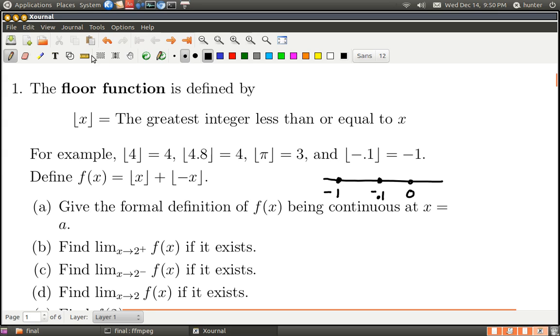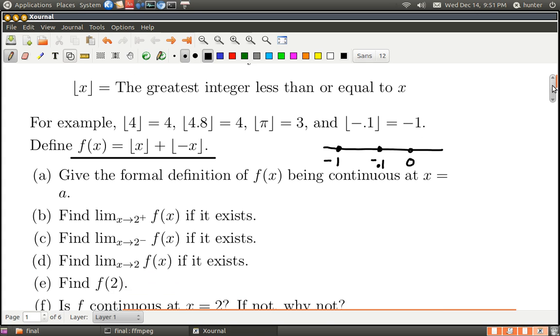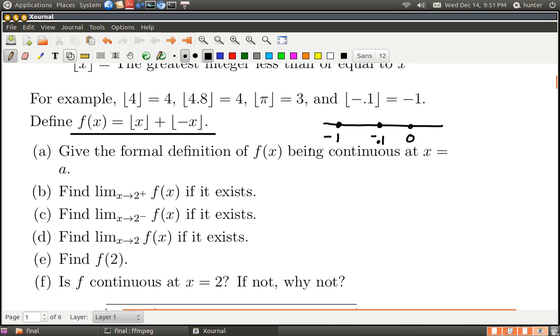And so here's the function that we're going to be looking at. It is the floor of a number plus the floor of the negative version of that number. You can't go to a ball game without a program, and you can't answer questions about continuity unless you know what continuity means. So if you can't answer part A, how are you going to do anything? You've got to know what the definition of continuity is.